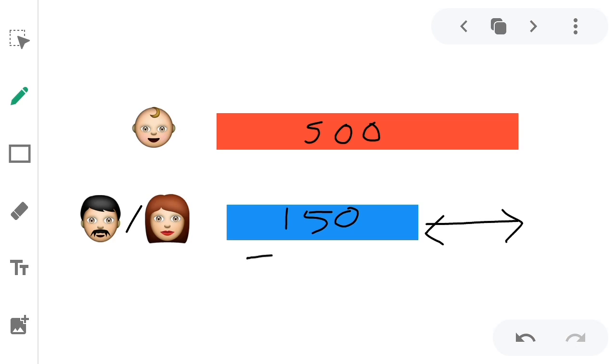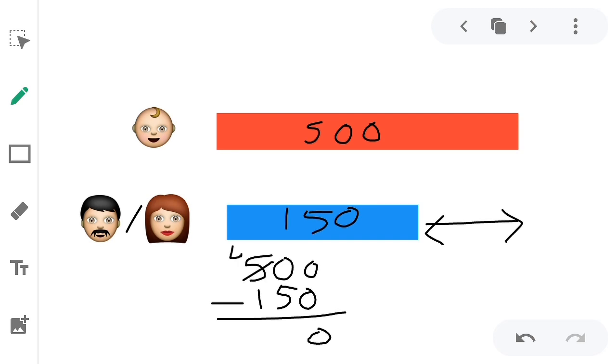So if I subtract 150 from 500, what will I get? 0 minus 0 will give us 0. Then subtracting the tens place, we cannot subtract 5 from 0 because 5 is bigger than 0. So we will borrow 1 from 5. So 5 will become 4 and this 0 will become 10. 10 minus 5 will give us 5. 4 minus 1 will give us 3. So the answer is 350.